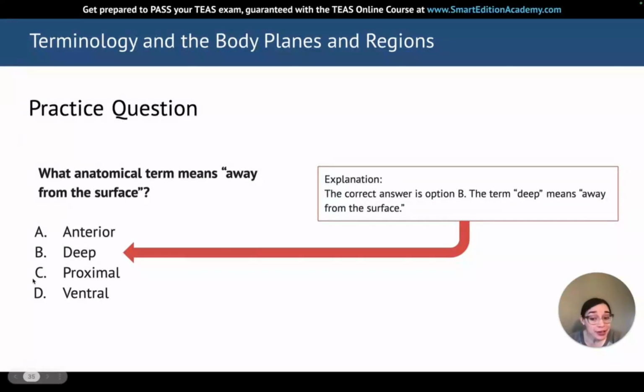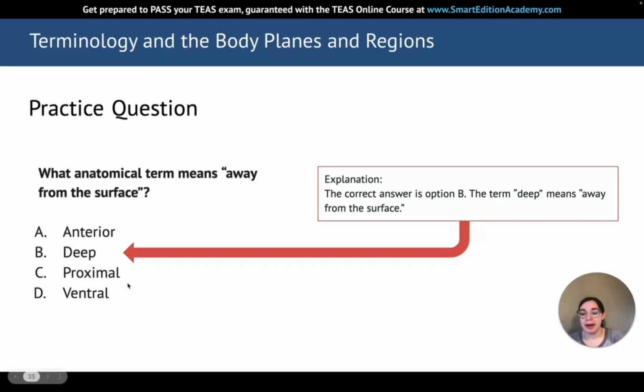So what about our other terms here? Well, the word anterior means something is toward the front of the body. It's synonymous with the word ventral, as we have seen, which also means toward the front of the body. So again, think of the ventral cavity located in the front part of the body. So these do not mean away from the surface, so we can eliminate them as incorrect.